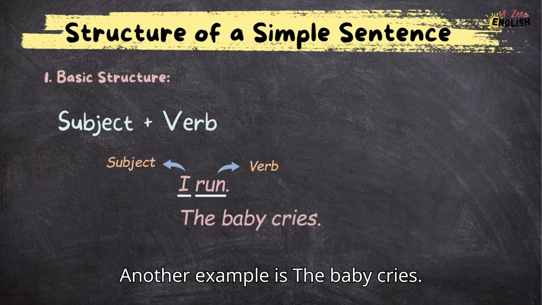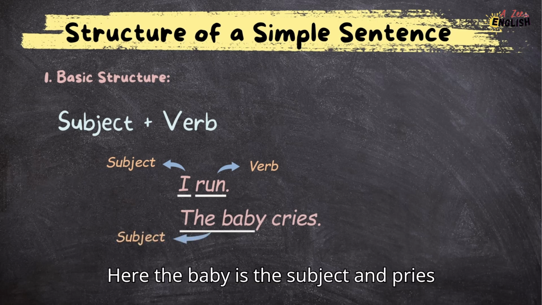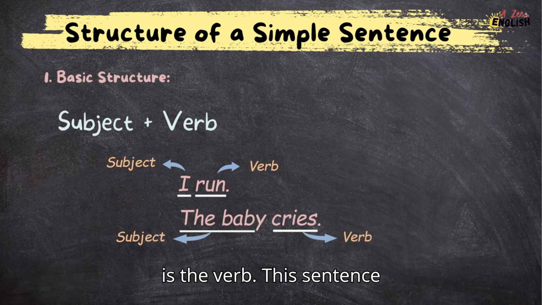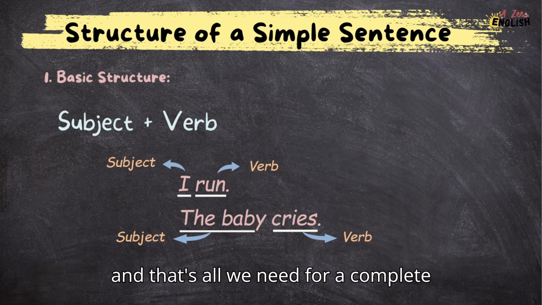Another example is the baby cries. Here the baby is the subject and cries is the verb. This sentence tells us that the baby is crying. And that's all we need for a complete thought.